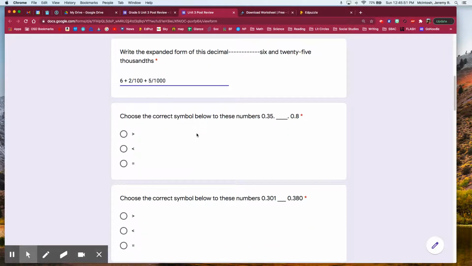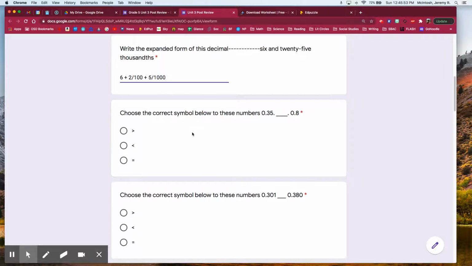Okay, so the next one. Choose the correct symbol below for these numbers. So we're seeing which numbers are greater than, less than, or equal to. So we have 35 hundredths and 8 tenths. And remember, we can rewrite 8 tenths as 80 hundredths. I always get nervous using this. So 8 tenths, that's really thick, is the same as saying 80 hundredths.